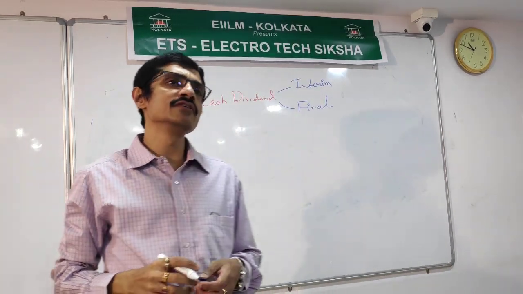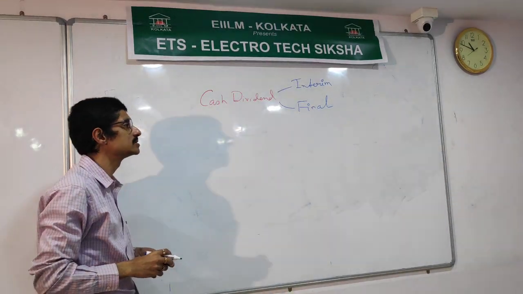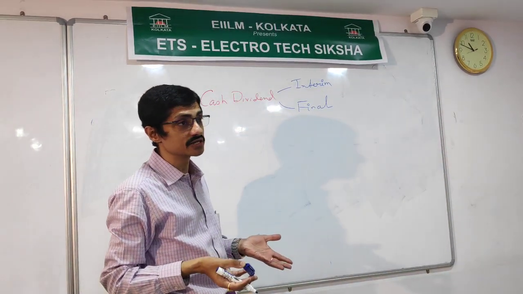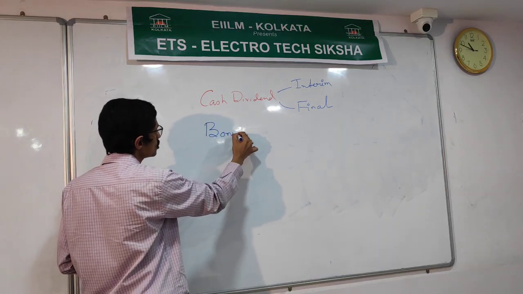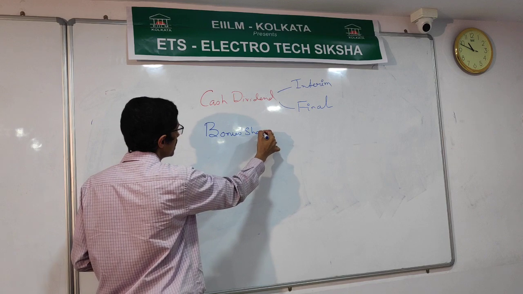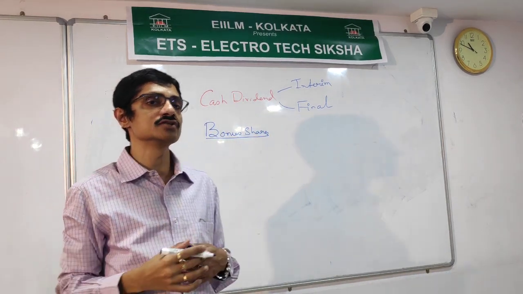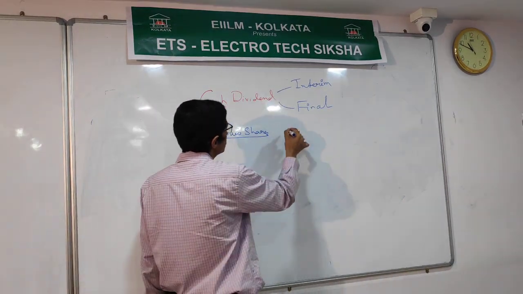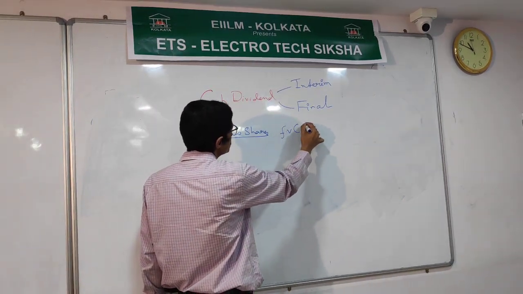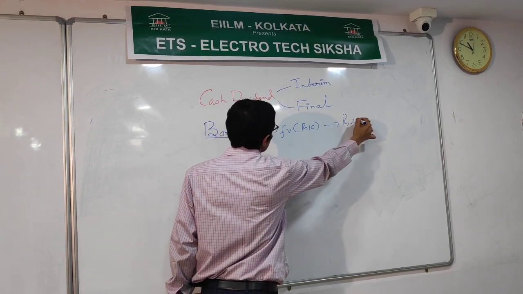The second type of dividend, which is very popular in case of IT companies because they have huge reserves and surpluses, is to issue bonus shares, which is also a type of dividend. In that case, what happens? We don't have to pay any price, we get the shares free. Let's think in this way, that the face value of a share is rupees 10 and the market price of the share is rupees 200.